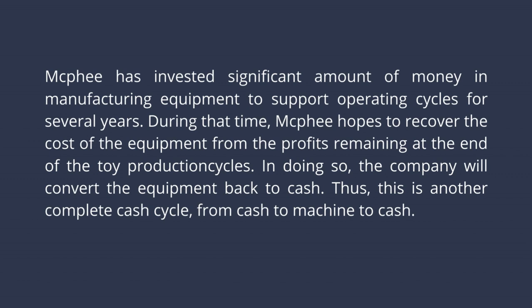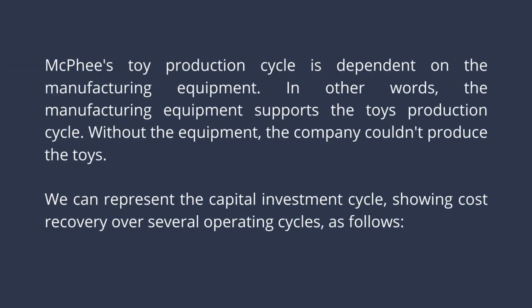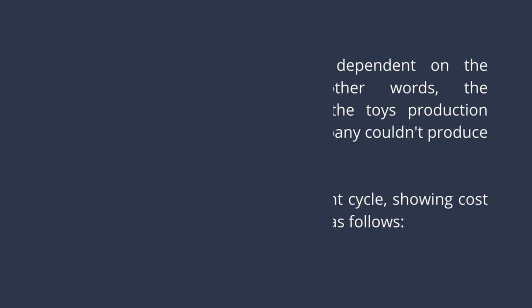Thus, this is another complete cash cycle, from cash to machine to cash. McPhee's toy production cycle is dependent on the manufacturing equipment. In other words, the manufacturing equipment supports the toy production cycle. Without the equipment, the company couldn't produce the toys. We can represent the capital investment cycle, showing cost recovery over several operating cycles, as follows.